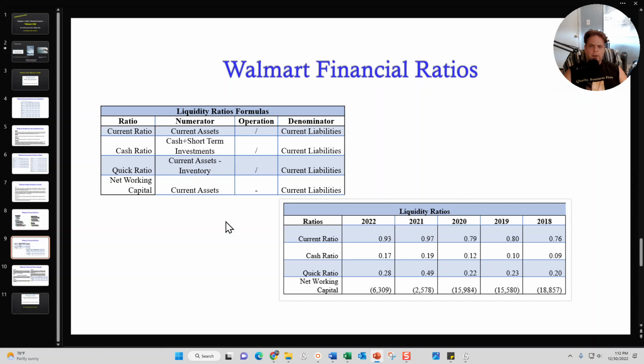And then finally, I provide you all with a summary of findings for those specific ratios. For example, current ratio: here's the current ratio for Walmart for the last 5 years, cash ratio, quick ratio, net working capital, and so on.